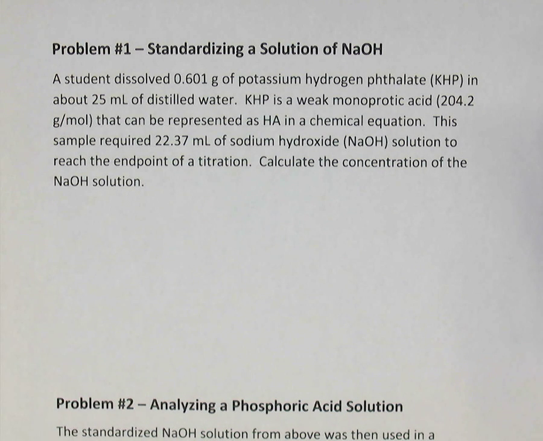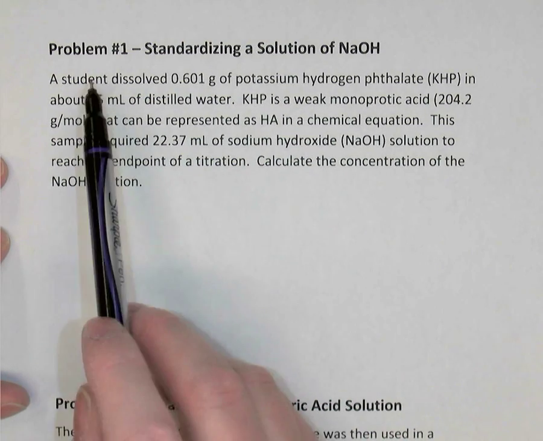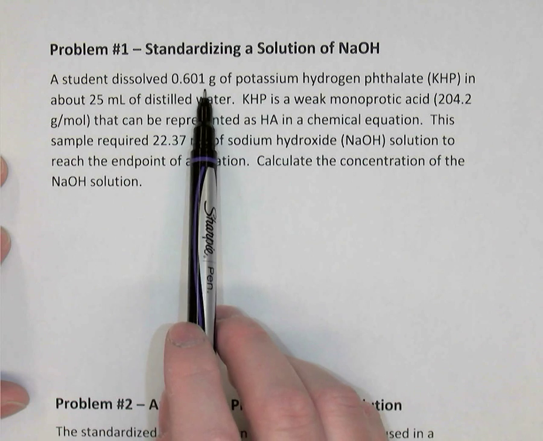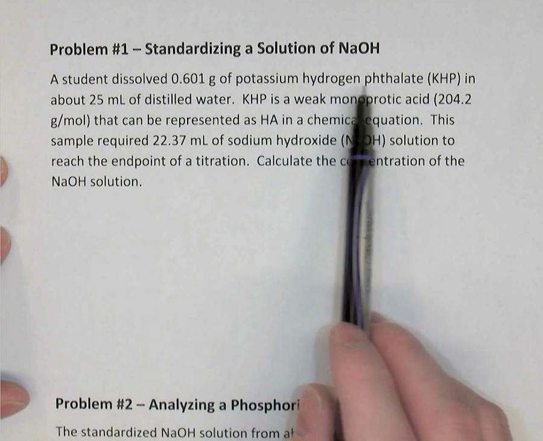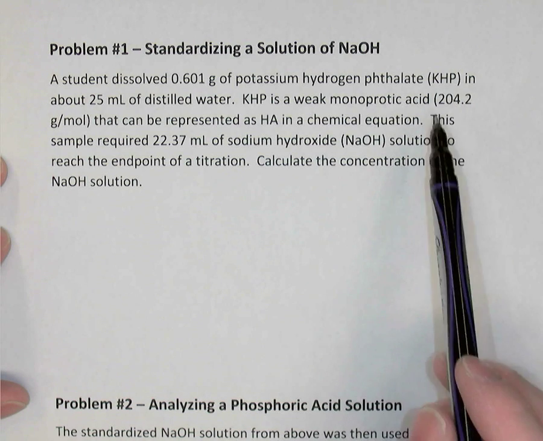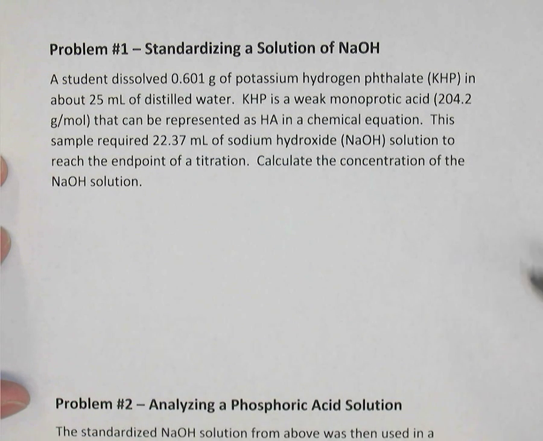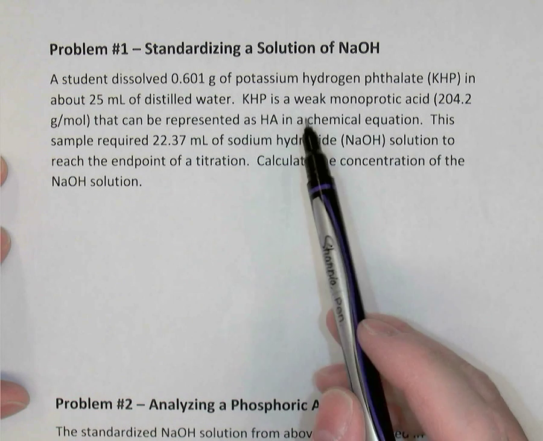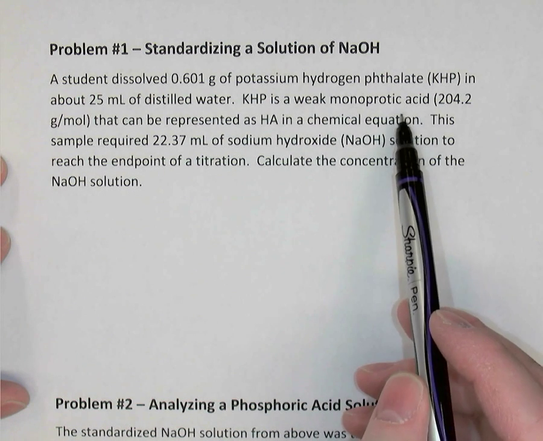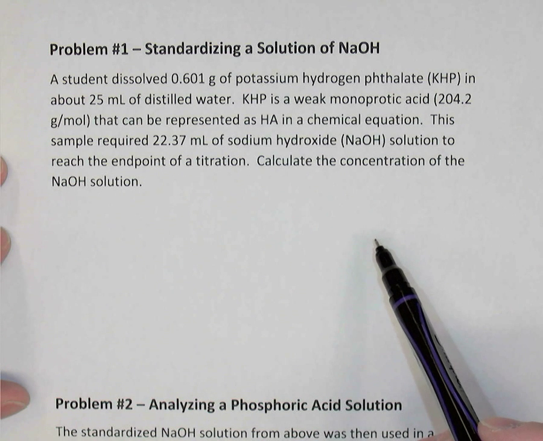So the first problem, standardizing a solution of sodium hydroxide. This reflects what we did in our experiment in the lab. A student dissolved 0.601 grams of potassium hydrogen phthalate, we'll call that KHP, the P there is for phthalate, not phosphorus, in about 25 mL of distilled water. The KHP, we know, is a weak monoprotic acid. It's got a molar mass of 204.2 grams per mole.